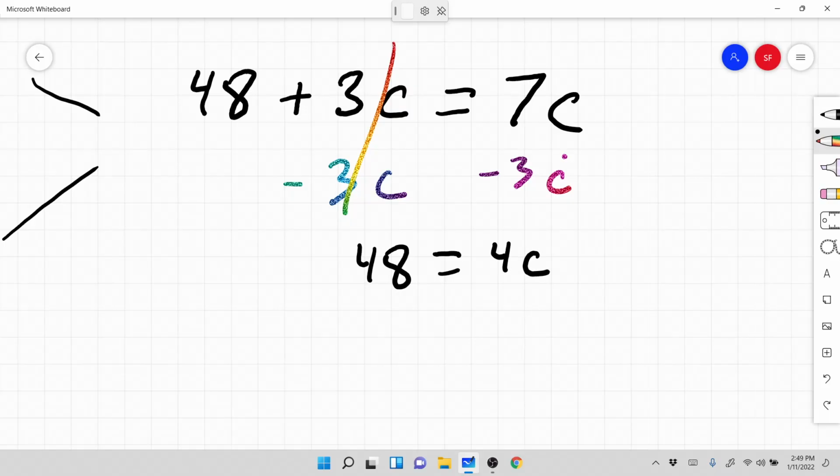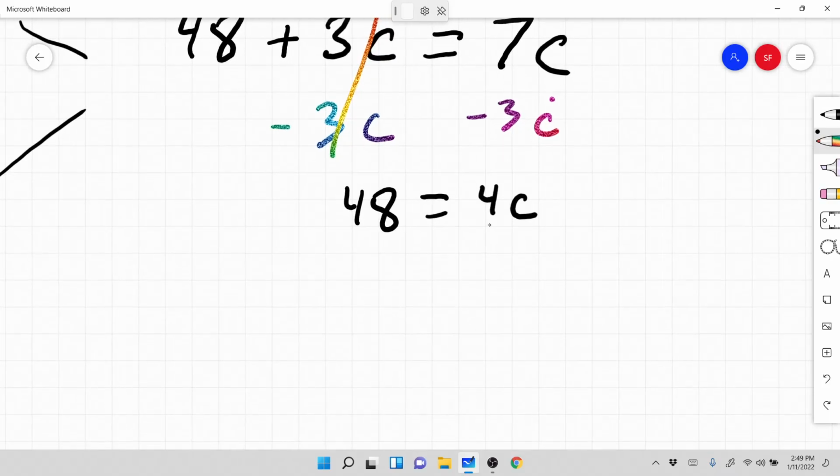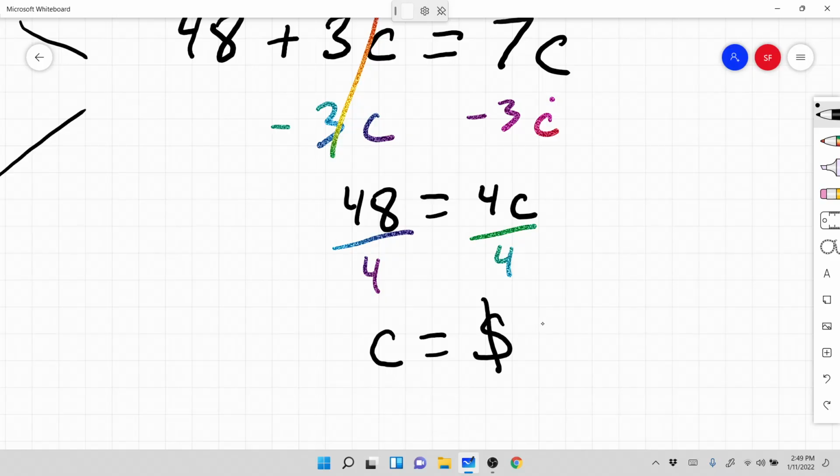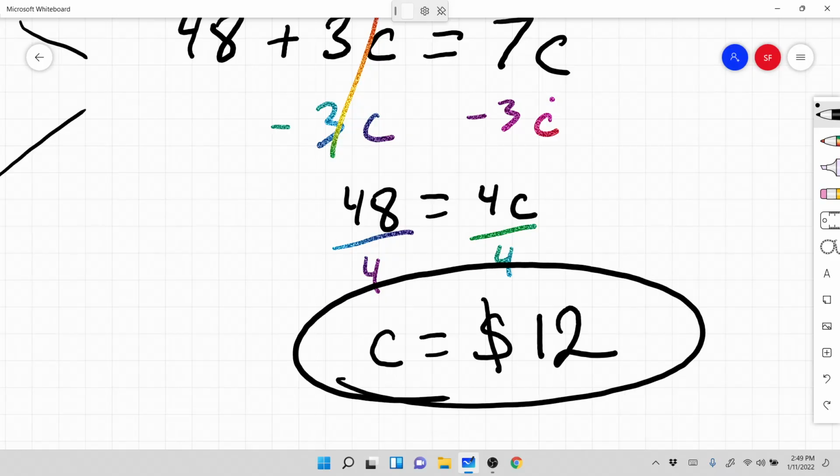Now what? Would we divide? Divide by 4, that's right. And 4 goes into 48 12 times, so our answer is 12. Well, no, because we still have the C, don't we? Yeah, C equals 12, so it's 12. That's right.